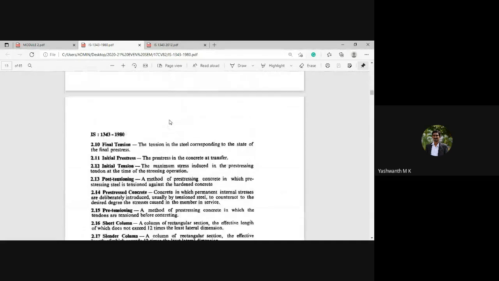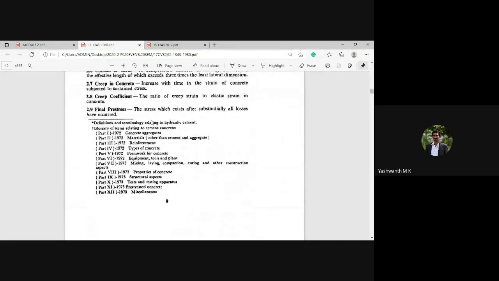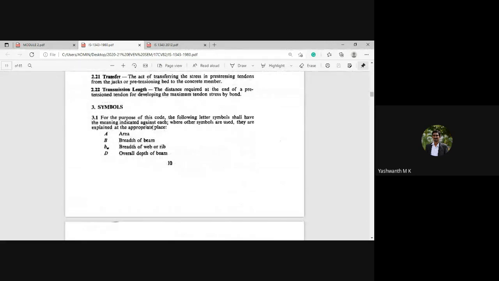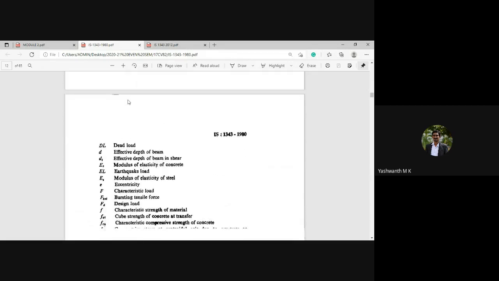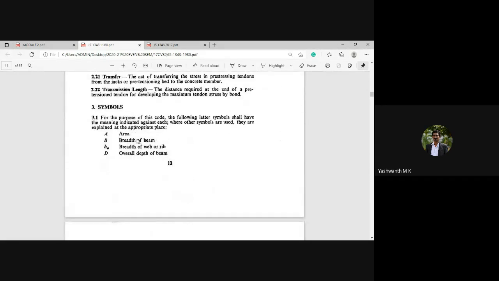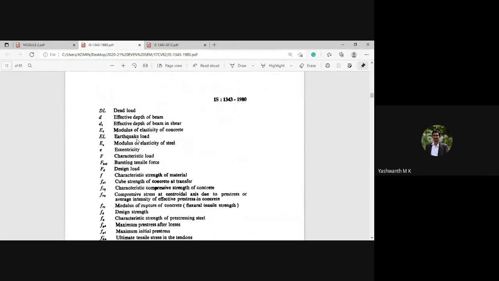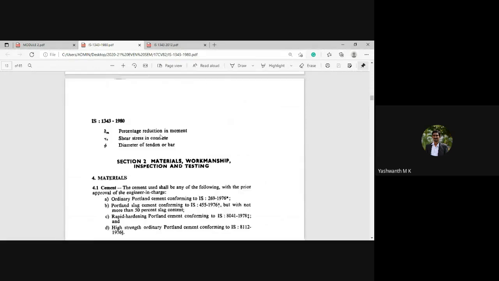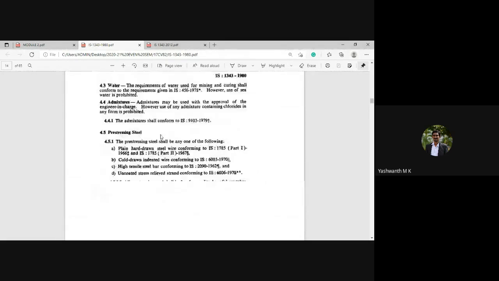These are basic terminologies. What is creep coefficient? What is creep? Everything is mentioned here, all the terminologies which you are going to use in pre-stressed concrete. This is the nomenclature which I've been using, that is symbols like A, B, D, and the abbreviations we are using. All those things are mentioned here. Next, materials.